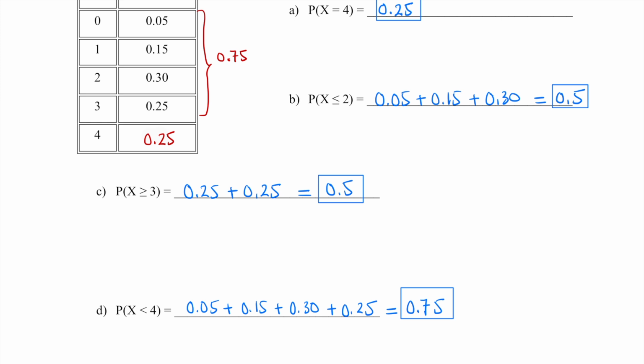There's another method to find P of x less than 4. Notice that the only value that's not less than 4 is 4 itself. Since the probability of all possible outcomes must equal 1, we can subtract the probability that x equals 4 from 1 to get the rest. So if you take 1 minus 0.25, you still get 0.75.